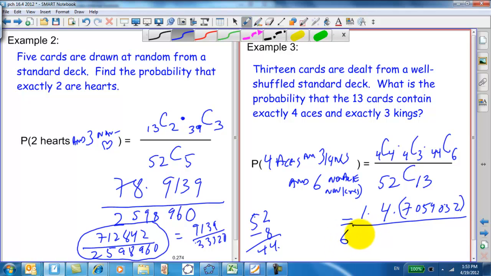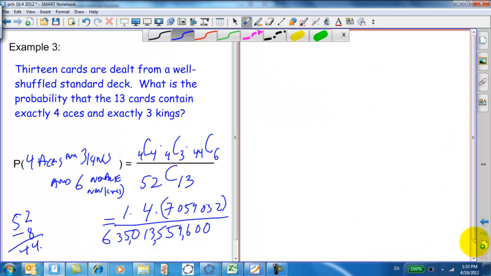6, 350, 135, 596, 00. Whoa. 635 billion. Okay, now what am I going to accept for an exact answer on this?